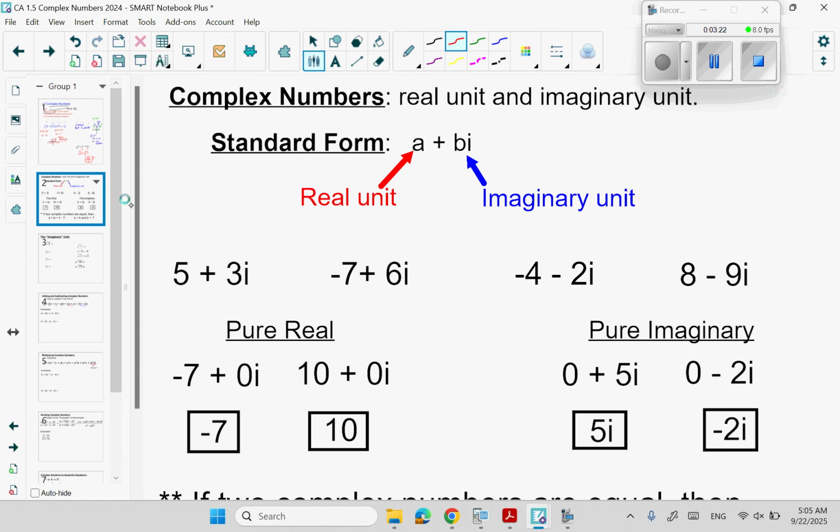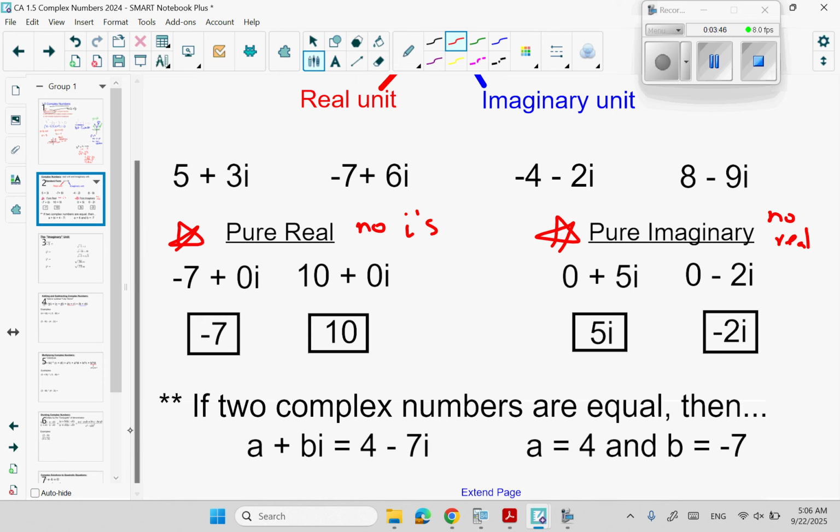So, complex number. What is a complex number? A complex number has both the real and imaginary unit. If it just has the imaginary component, it's pure imaginary. If it just has the real component, it's just pure real. This one has no i's, and this one has no reals. The nice thing is, with the same structure, they have to be equivalent if and only if the coefficients are equivalent.